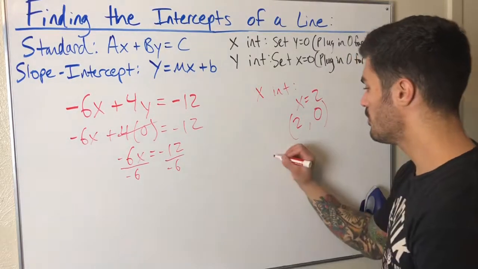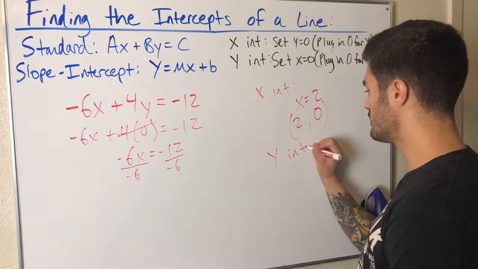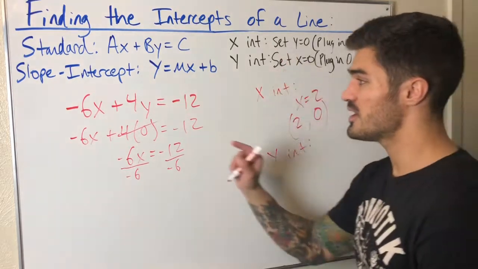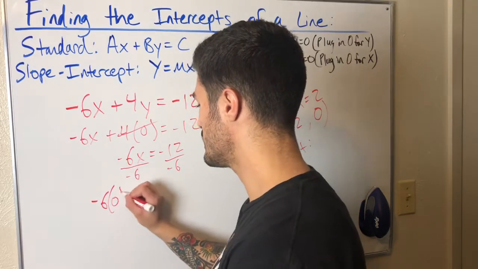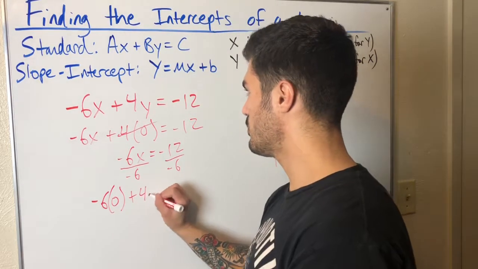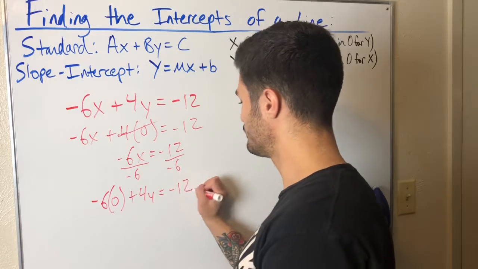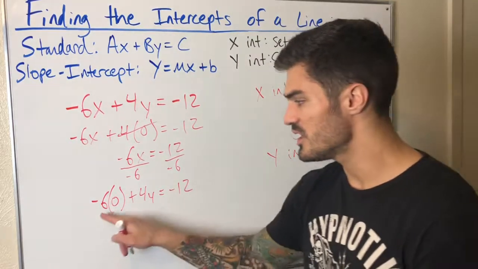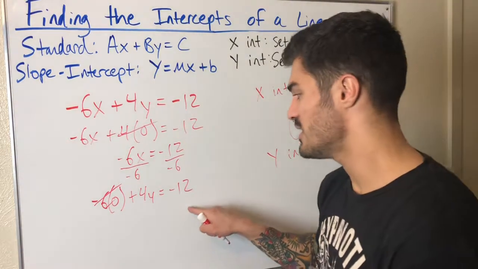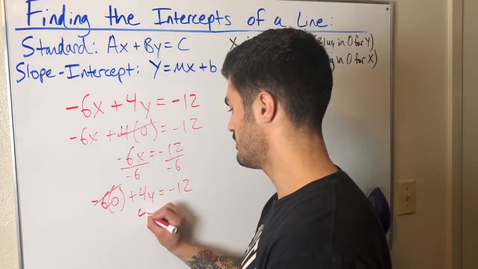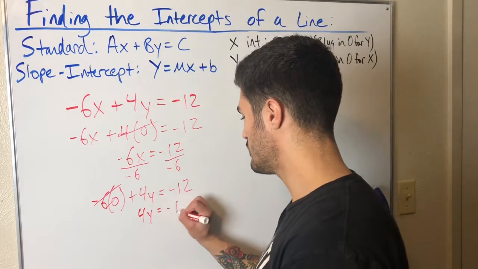Okay, what about for y-intercept? Now I'm plugging in 0 this time to x. So I have negative 6 times 0 plus 4y equals negative 12. So this negative 6 times 0 is gone. So I have 4y equals negative 12. I'll rewrite it. 4y equals negative 12.